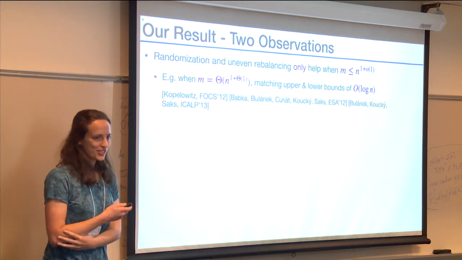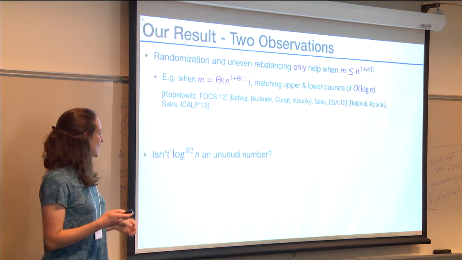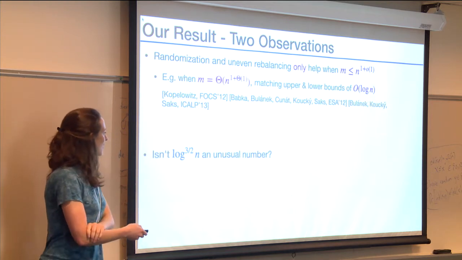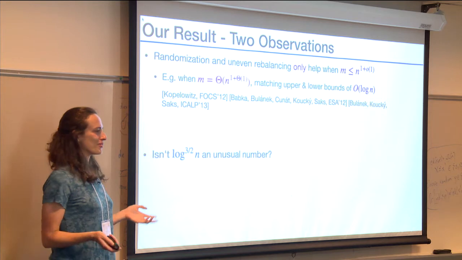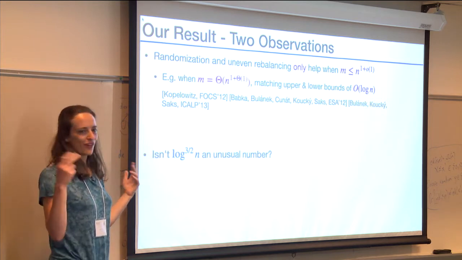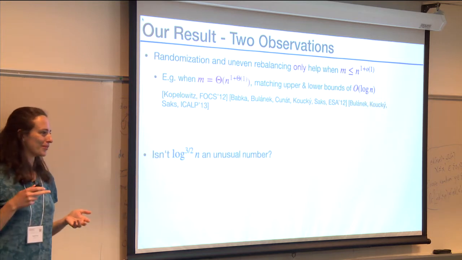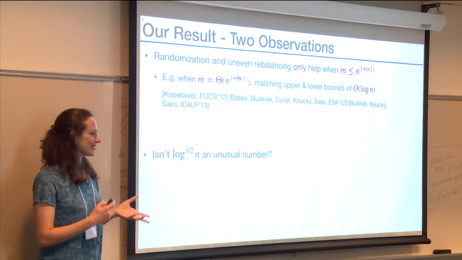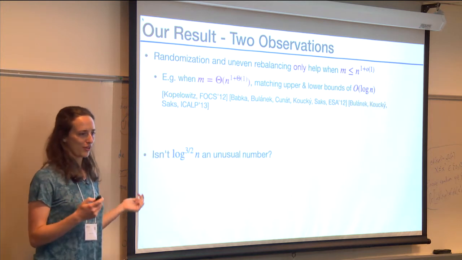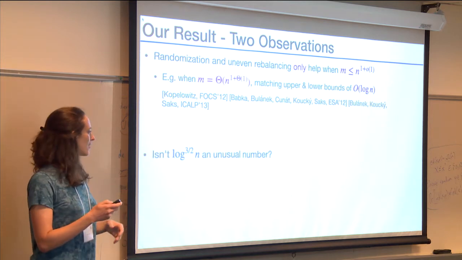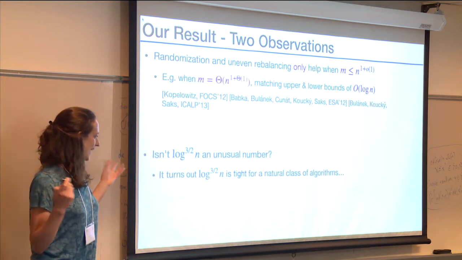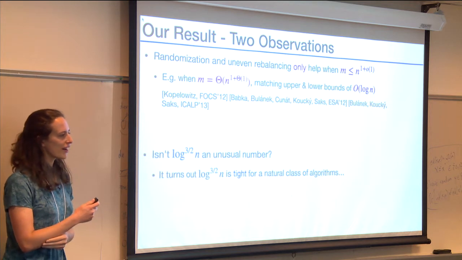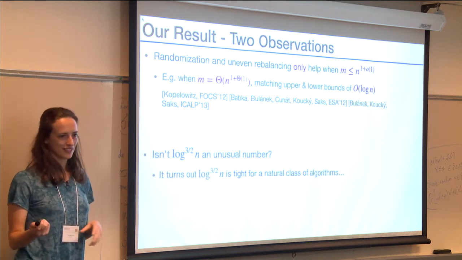Okay. The second observation I want to make about this is that you might think, looking at this number log to the 3/2 n, it's maybe kind of unusual, and that if we can improve over log squared n, then we can probably get it all the way down to log n, maybe. But there's at least some evidence to suggest that maybe log to the 3/2 n could be the correct answer. And this comes in the form of saying, it turns out that log to the 3/2 n is tight for a particular natural class of algorithms.